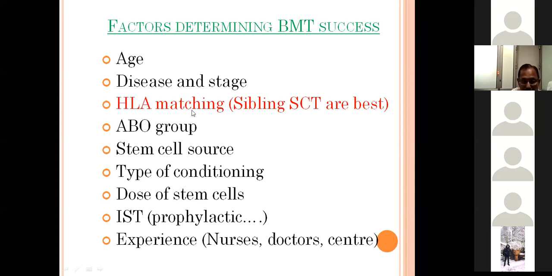I told you HLA match, sibling transplant, HLA matching is mandatory. Now mismatched transplants are also done. But if there is HLA matching and if it is from a sibling, then the results are superior compared to non-HLA match or non-sibling. ABO group is important, but it is not a major barrier. If the ABO group matches, then results are likely to be better. If there is a mismatch, the transplant can still be done.